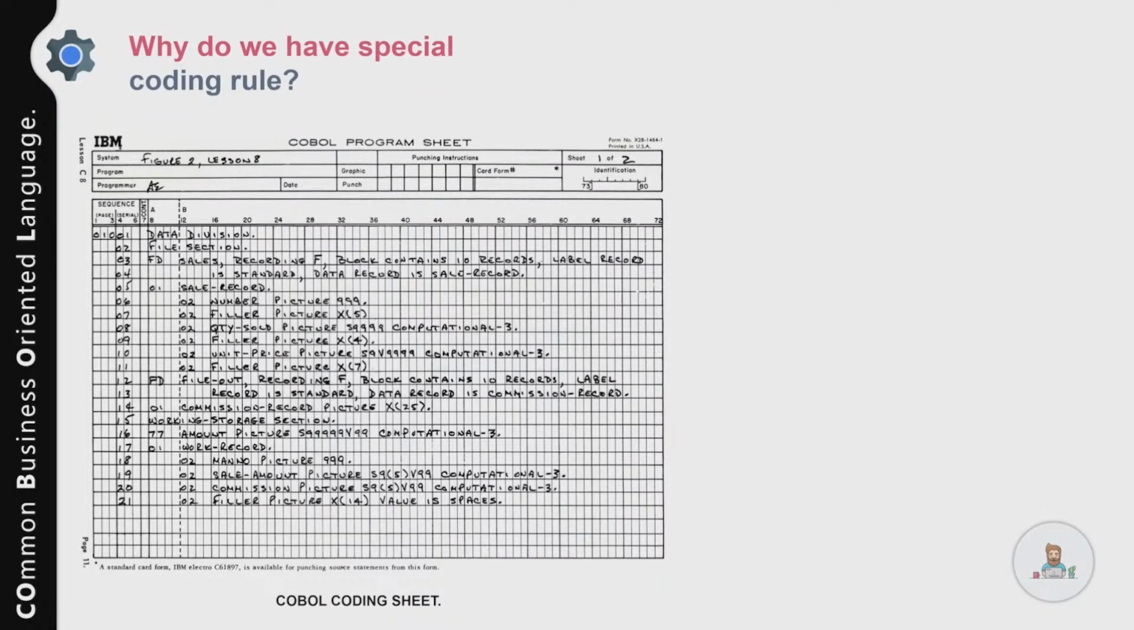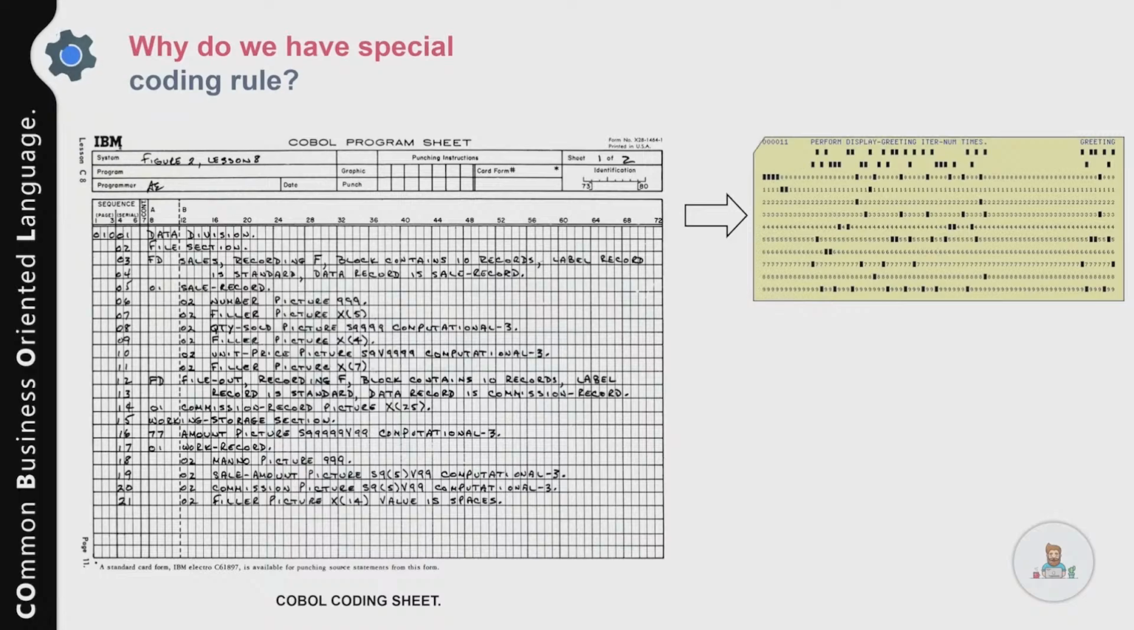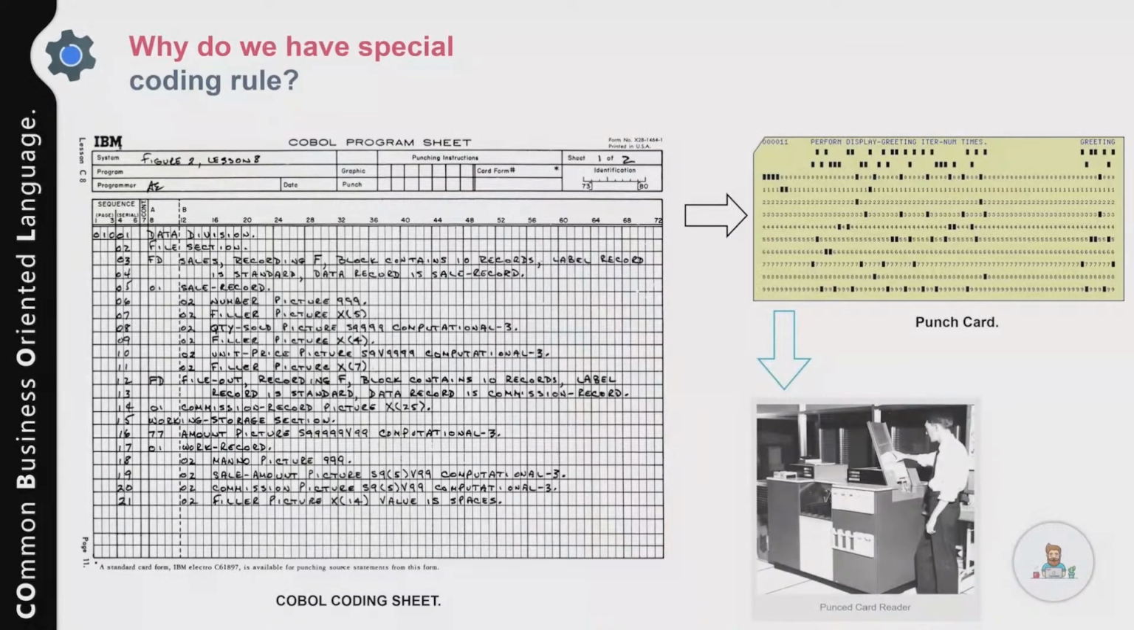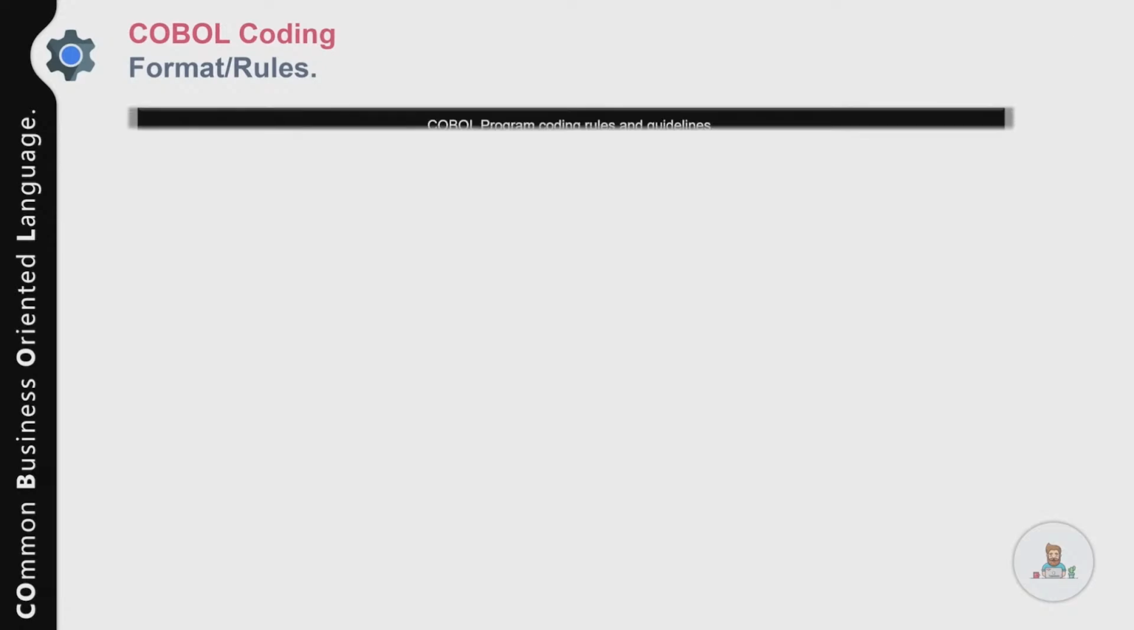Now let me summarize the entire process which was followed during the 1960s or 70s to write a COBOL program. Let's say you want to write a COBOL program. In that case, you will use a coding form or COBOL coding sheet, and on this sheet you'll write your COBOL program. After that, you'll pass your COBOL program to a punch card operator for transferring that into a punch card, and then submit it to a computer operator to load it into a computer using a punch card reader.